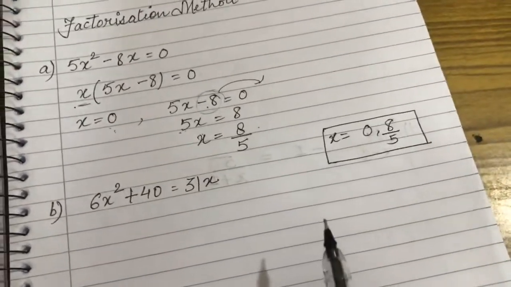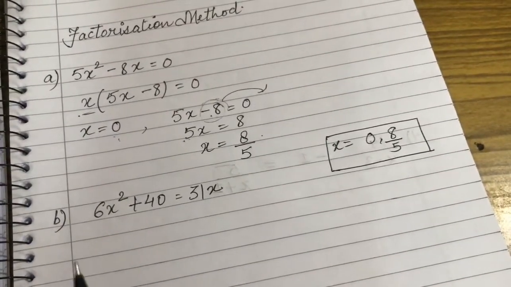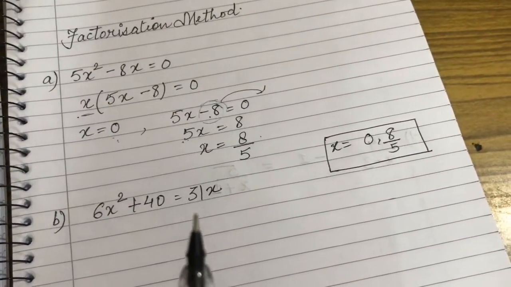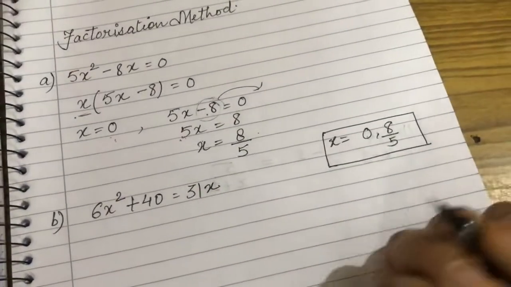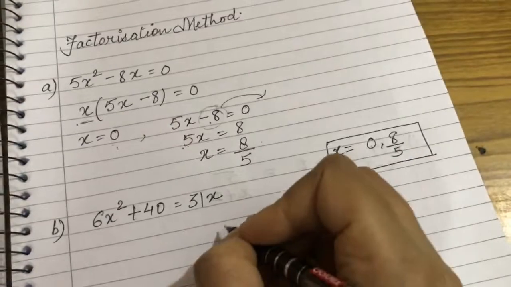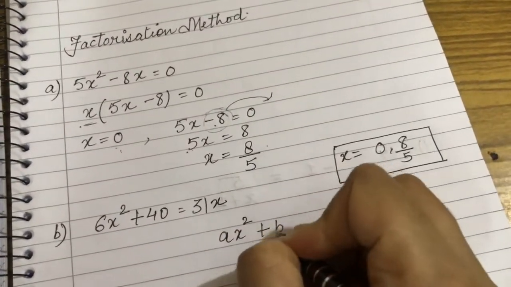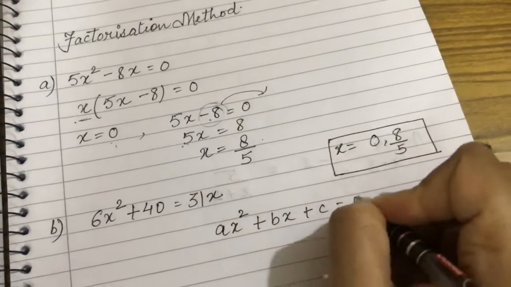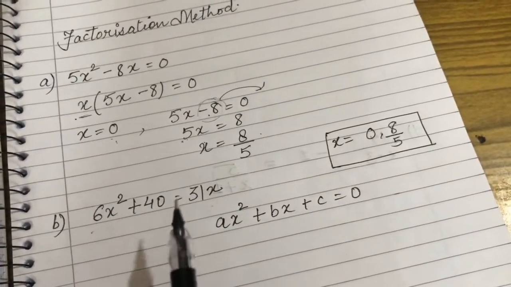To solve the second one, first of all, we will check whether the equation is written in standard form or not. Let's see what the standard form of a quadratic equation is. The standard form of a quadratic equation is ax square plus bx plus c is equal to 0. So here, is it written in the standard form? No, it is not written in the standard form.